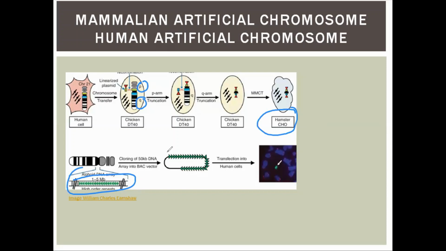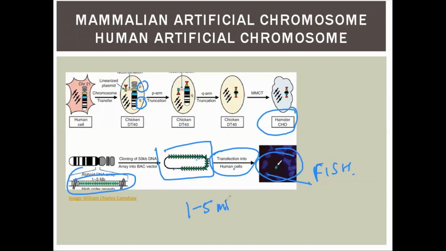So these YAC or BAC vectors should have human centromeric DNA, and then they are transfected into the human cells, as you can see here. Whatever recombinant I need, I have it. They are transfected into the human cell, and you can analyze it by FISH. One video will be there regarding FISH, fluorescent in situ hybridization. So that's how it works. Whenever you generate a recombination like this, they are about 1 to 5 megabase pairs in size, and they contain YAC or BAC multimers.